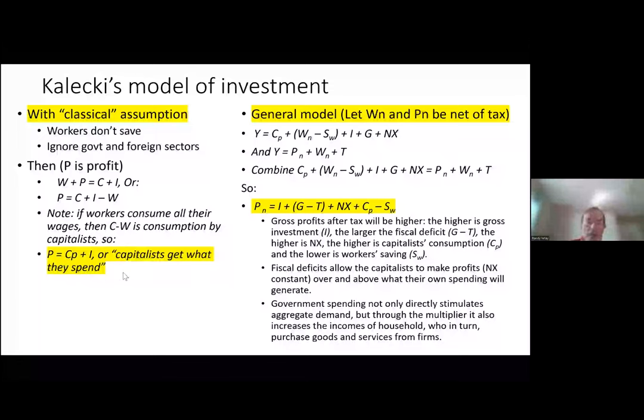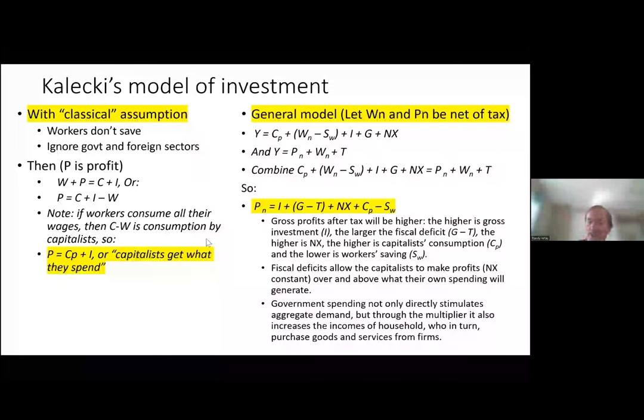So the way that Kalecki put it is capitalists get what they spend. Whatever they spend on consumption comes back to them in the form of profits. Whatever they spend on investment comes back to them in the form of profits. So capitalist spending determines profits. What this means is profits are determined at the aggregate level. It's not determined by competitive behavior, by market power, anything like that. In the aggregate, it is determined by what capital spends.